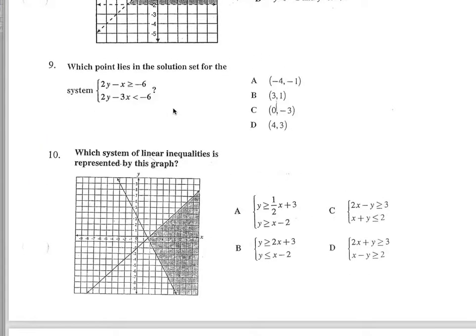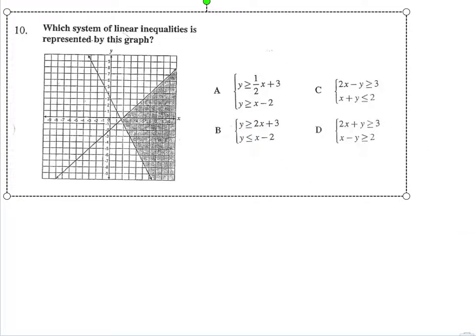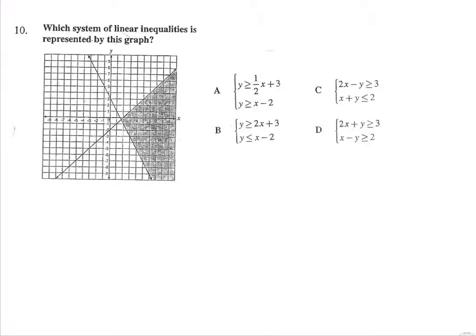Number 10. I have to figure out what inequalities it's talking about here. So, what do we have here? All of these are different equations. So, let's look at this one. This one has a y-intercept of 3 and it has a slope of a half. I knew I was going to get that one wrong. So y-intercept of 3, there's the y-intercept of 3, and a slope of a half? Oh no, that's way too steep of a slope. It can't be A. That's the wrong equation.